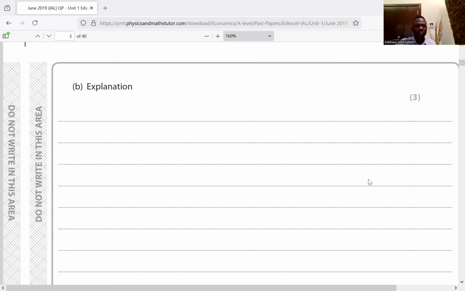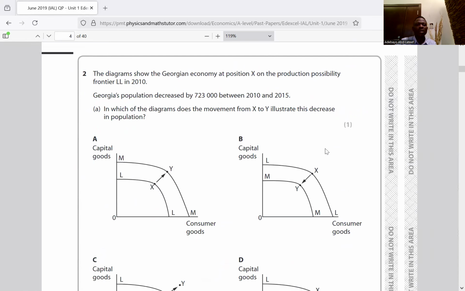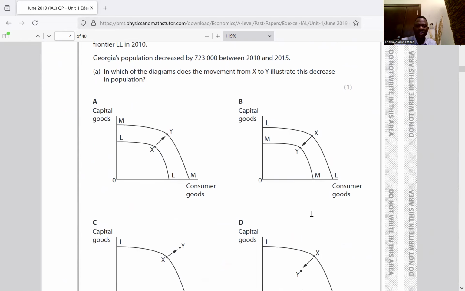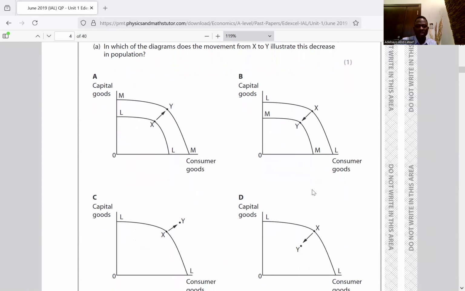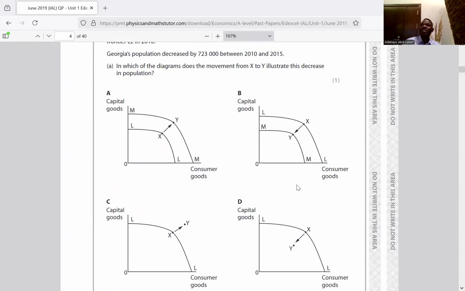Question 2. Question 2, yes. The diagram shows the Georgian economy at position X on the production possibility frontier. The Georgian population decreased by 723,000 between 2010 and 2015. In which diagram does the movement from X to Y illustrate this decrease in population? First, when there's this decrease in population, it simply means the supply of labor would fall. And if the supply of labor falls, it simply means there will be an inward shift in the PPF.